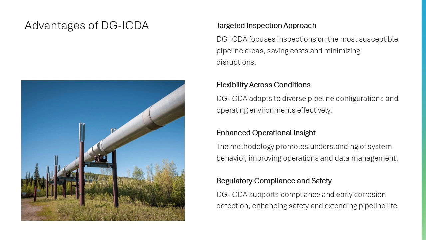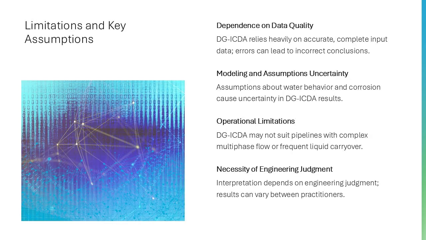DG-ICDA is also flexible and can be adapted to a wide range of pipeline configurations and operating conditions. The methodology encourages a deep understanding of system behavior, promoting better operational practices and data management. Additionally, DG-ICDA provides a structured and documented process that supports regulatory compliance and audit readiness. By identifying corrosion threats early, the methodology helps prevent leaks, improve safety, and extend pipeline service life. This slide summarizes why DG-ICDA is a valuable tool within a comprehensive pipeline integrity management program.